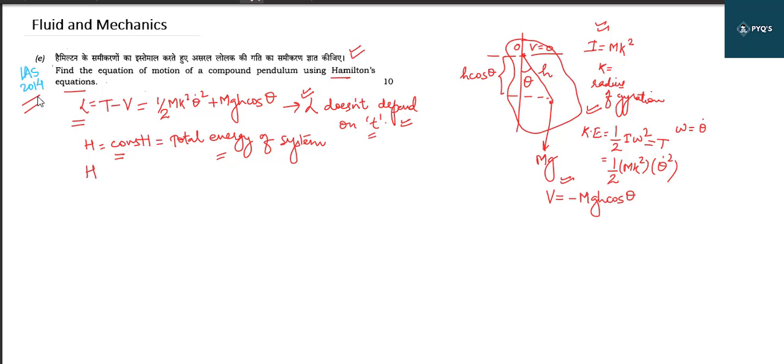Then we will write H equals T, total energy of the system, T plus V. So H equals T plus V. Now you can write T from here, and here it is V. So I'll write T from here, half m k square theta dot square, and minus V, that is m g h cos theta, so minus m g h cos theta. So this is H. Now we can see that the generalized coordinate theta is the only generalized coordinate here.